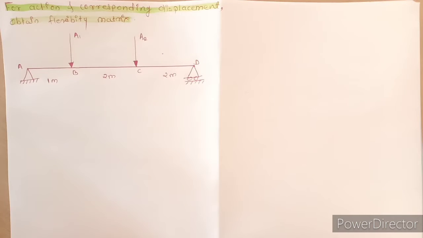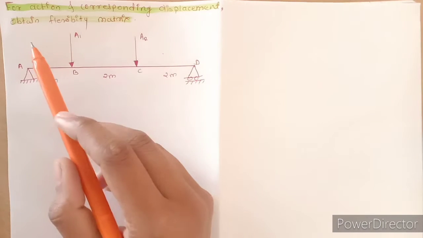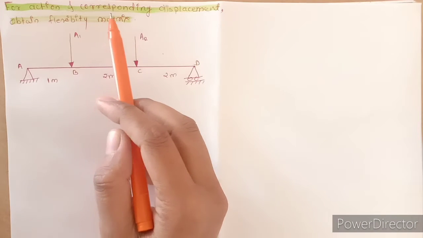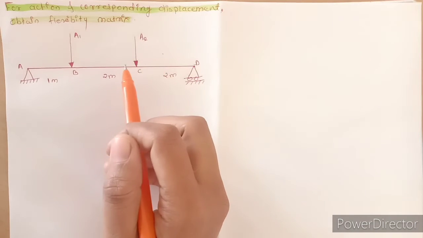Hello everyone, today we will solve a problem on the flexibility matrix. In the previous lecture we discussed what is meant by the flexibility matrix and its development. So today we will solve a problem on it. The problem is to obtain the flexibility matrix for the action and corresponding displacement.